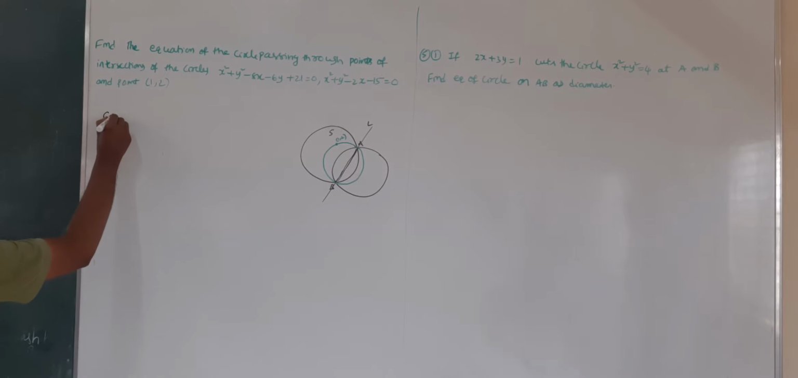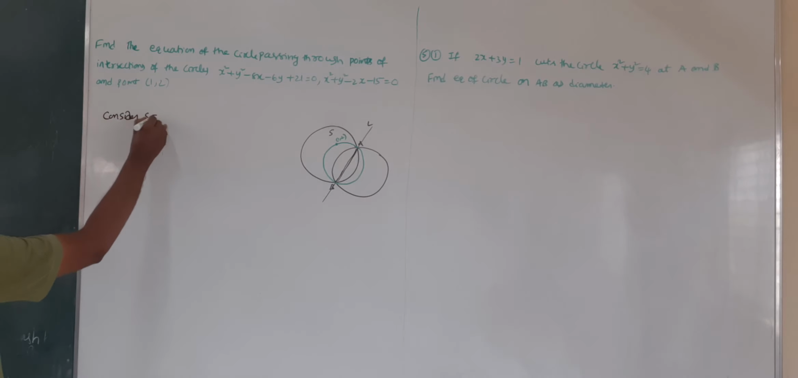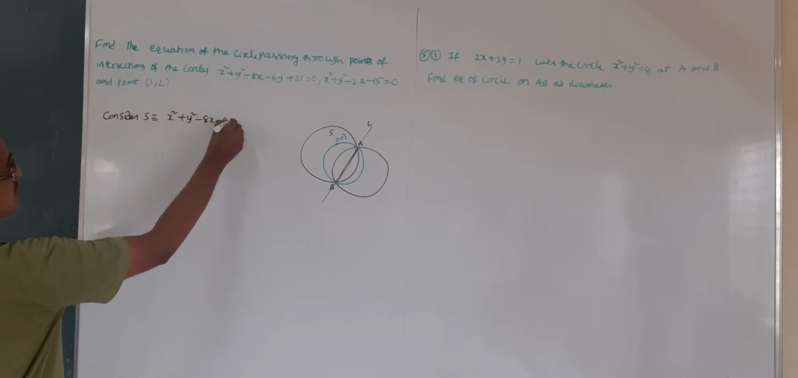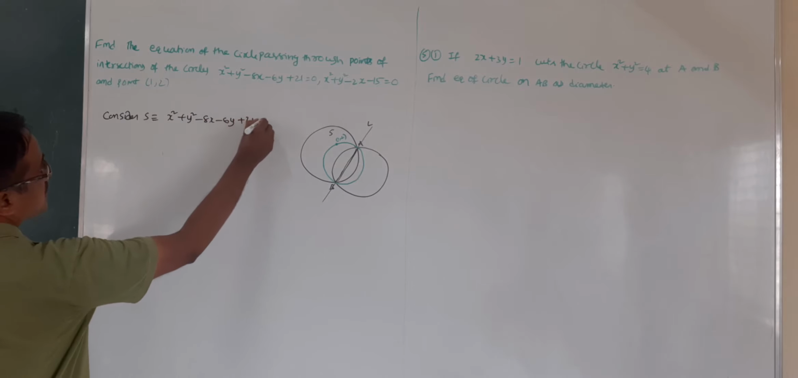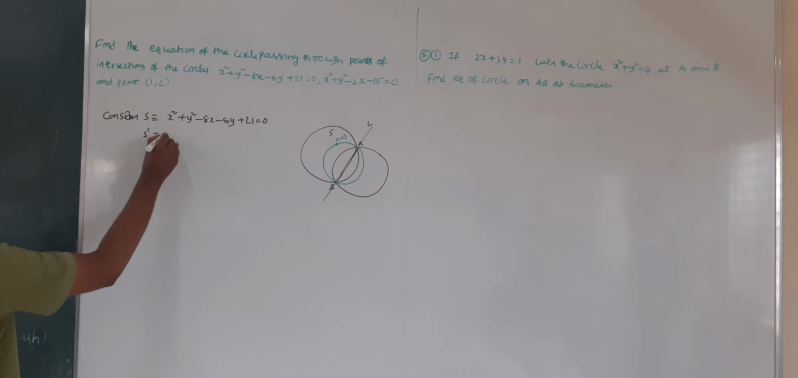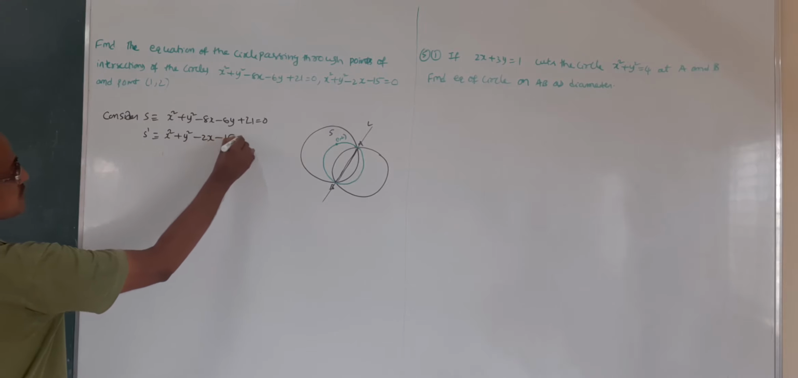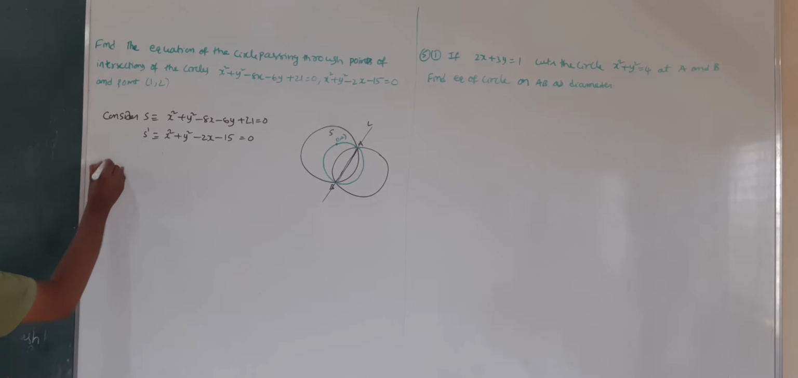So consider S: x square plus y square minus 8x minus 6y plus 21 equal to 0. S dash: x square plus y square minus 2x minus 15 equal to 0.